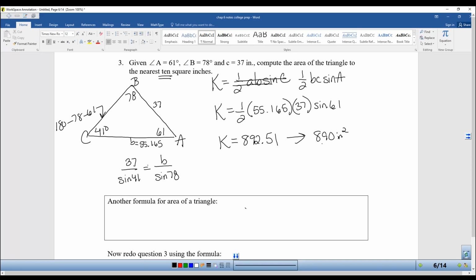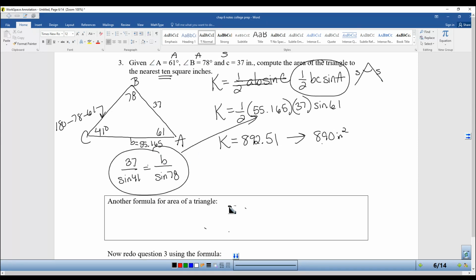So somebody thought about this and said, well, let's see if we can make yet another formula. So this one's good, but only if you have side, angle, side. You have to have it be inclusive like that. This one gave us angle, angle, side. So since we were able to figure it out and then put it in, somebody said, let's just put that in the formula. And this is what they came up with. K is equal to C squared, sine of A, sine of B, all over 2 sine C.